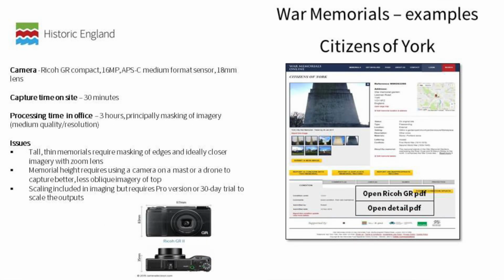So this is another example using an off-the-shelf compact camera, though admittedly quite a good one. And you can see a longer time taking the photos, mainly I expect because it's a bigger memorial, and then a bit more time in the office because of basically masking out the sky around the memorial, which was causing issues around the edges there. So this is showing the detail of the inscription.